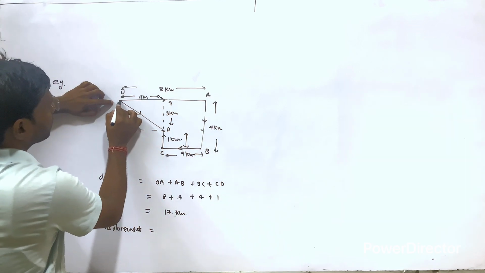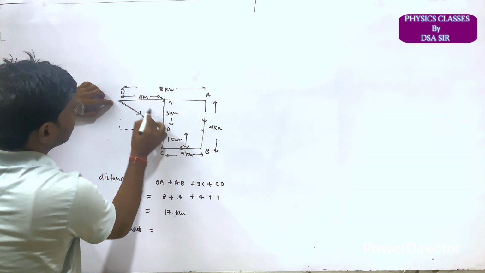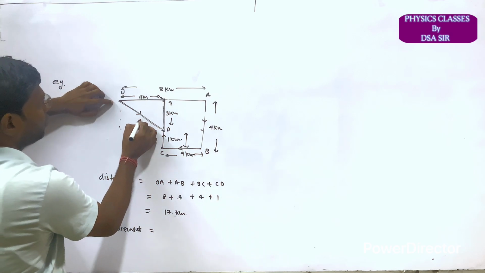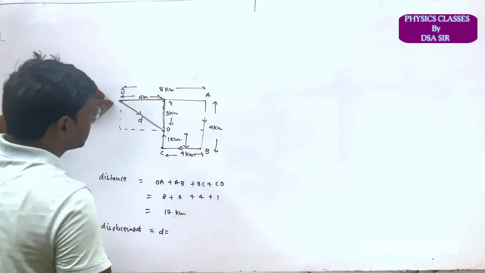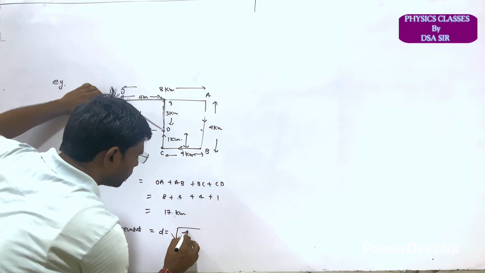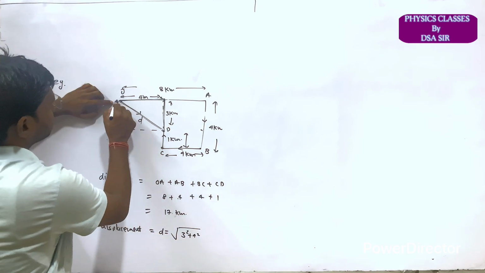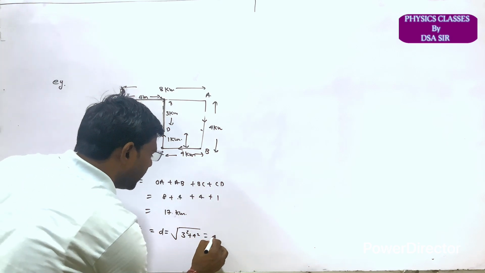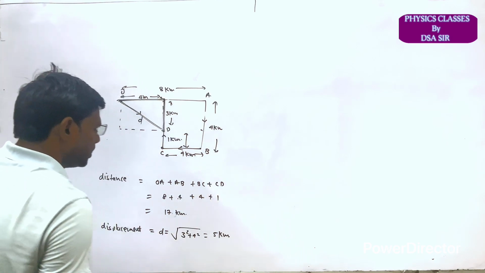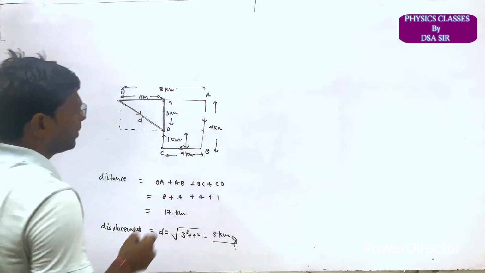So in this triangle, the base and the perpendicular we know, and this is the displacement. So the displacement D is given by the root over 3 square plus 4 square. This is the 4 square, this is the 3 square, and this is 5 kilometer. So the displacement in this question is 5 kilometer.